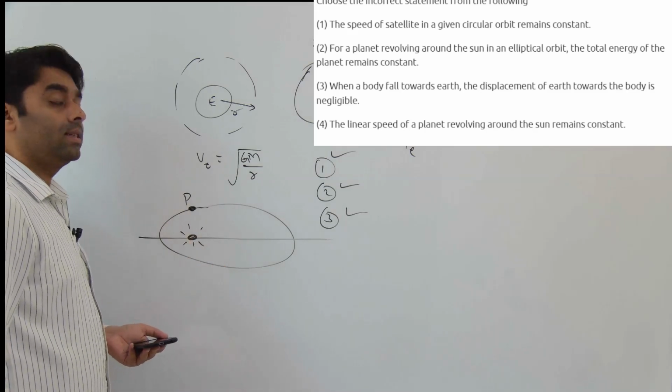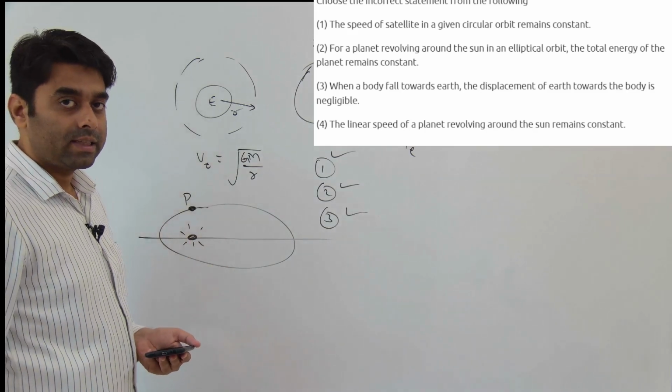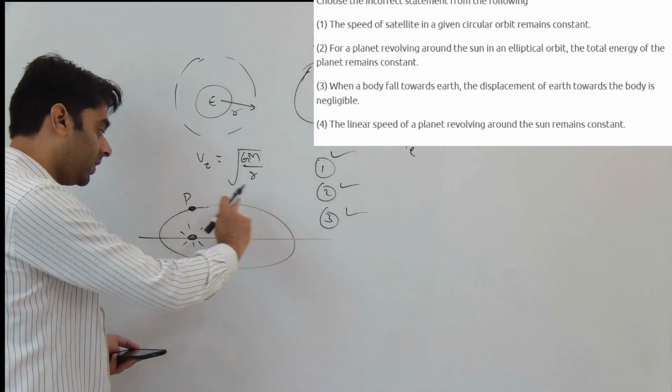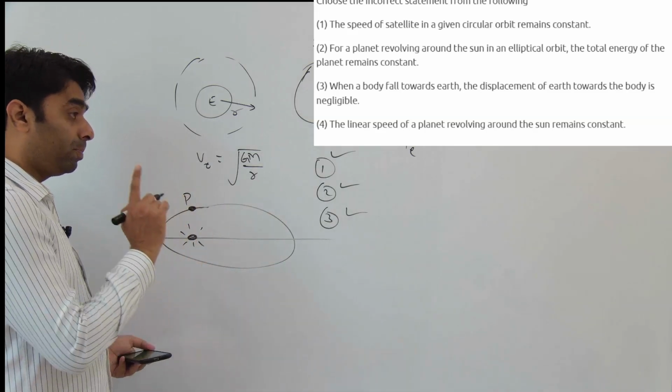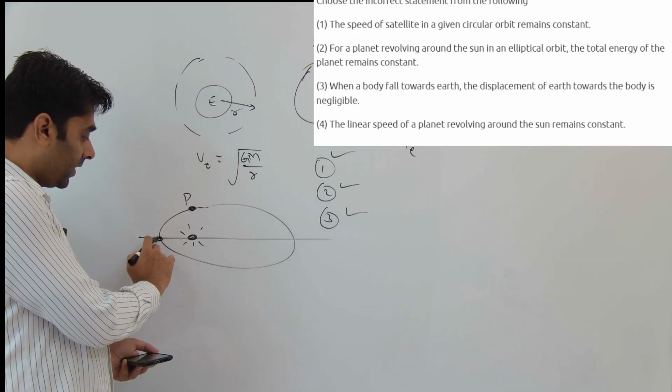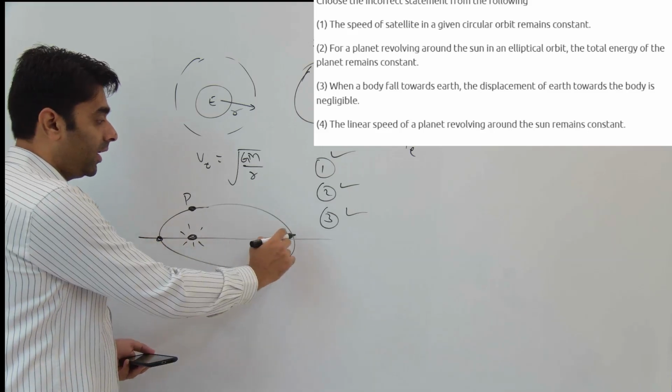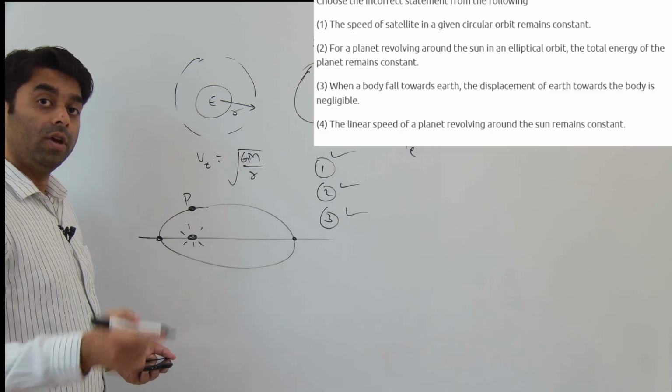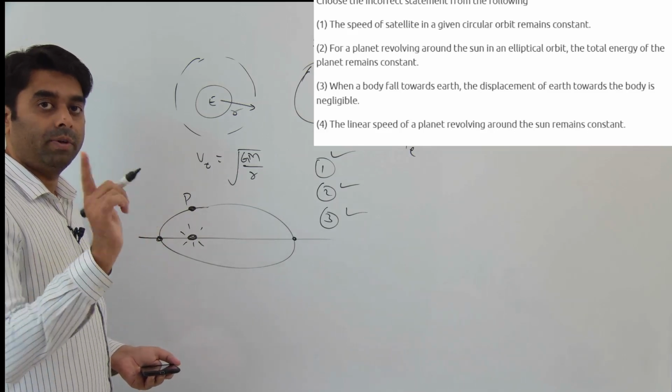So yes, this is an incorrect statement. Reason being, when a planet is revolving around the sun, its speed will change. Speed is maximum when it is nearest to the sun, and it is minimum when it is farthest from the sun. In an elliptical orbit, speed does not remain the same.